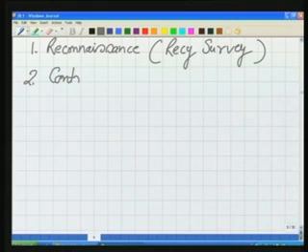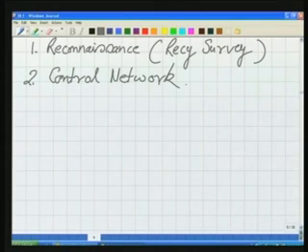We will talk about what the control network is. Okay. What is the meaning of control network here? Control network means something which will control your entire survey. Now, I will tell you how we will do it here in this case.